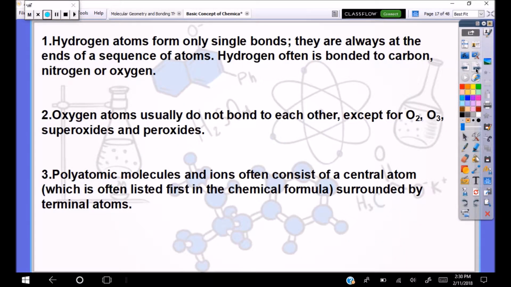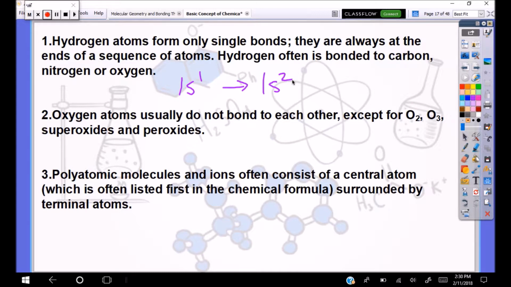So let's fine-tune some things. Hydrogen atoms only form single bonds. If we think about the electron configuration for hydrogen, it's only in the 1s orbital. S can have a max of 2 electrons. Therefore, it can only form a single bond to give it a 1s2 configuration. Can't do anything more than that because there are no other orbitals for those electrons to go. Oxygen usually does not bond to itself, with the exception of elemental oxygen, which is diatomic, ozone, which is O3, superoxides and peroxides, and all of those things we do not see very much.